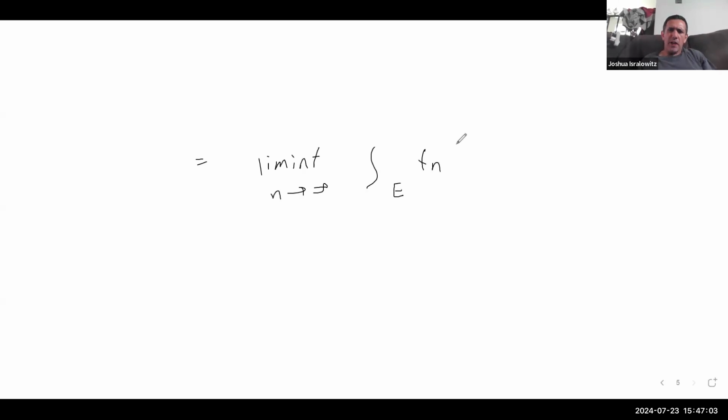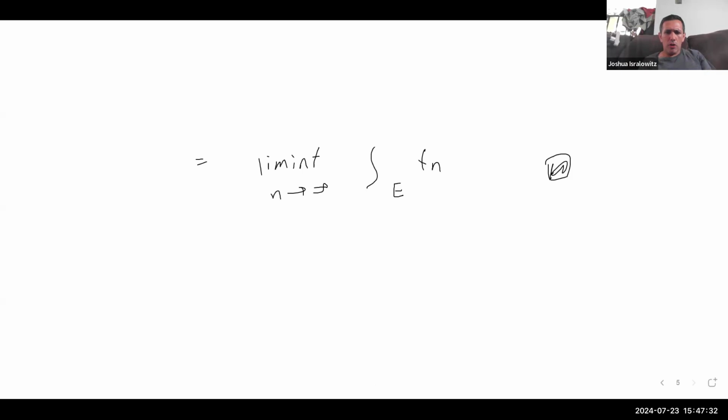And again, for clarification, each Fn is non-negative almost everywhere. So this integral is fine. We don't care how you redefine it on E take away B. It just doesn't matter because it's a set of measure zero. Fn is non-negative almost everywhere, and it's measurable, so this integral makes sense.